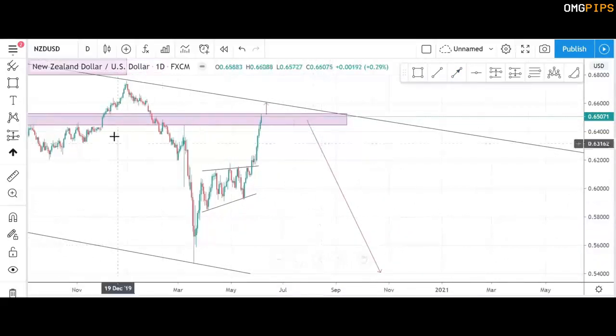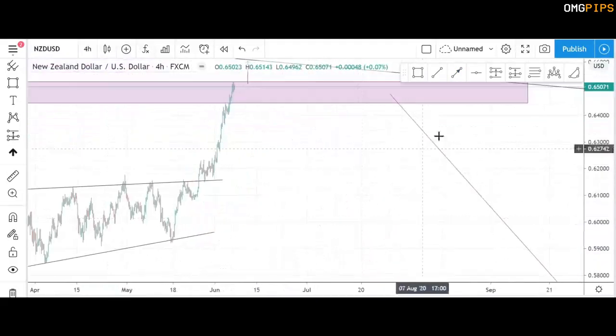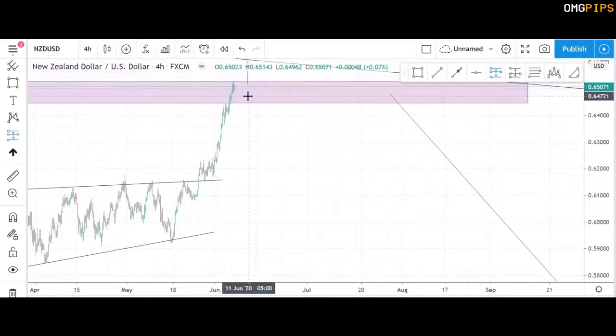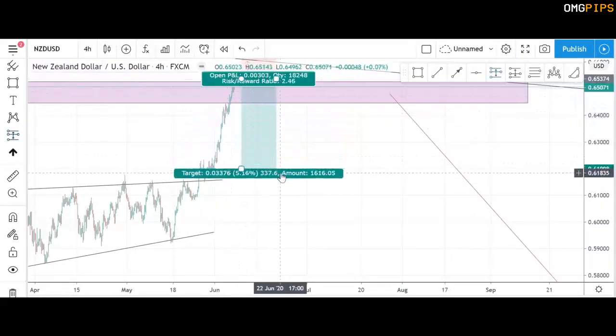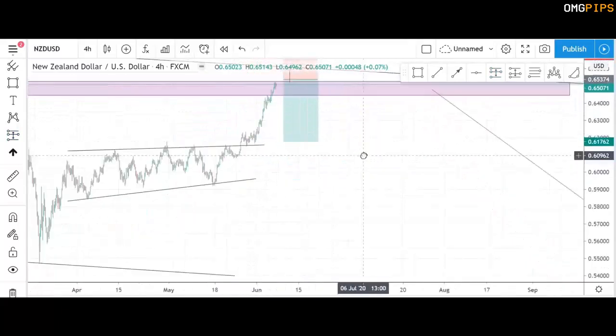All right, so let's dive in deeper to a 4-hour time frame, and we are currently looking for going short. We are saying that we are planning to go with sells. We are planning to enter our selling entries.